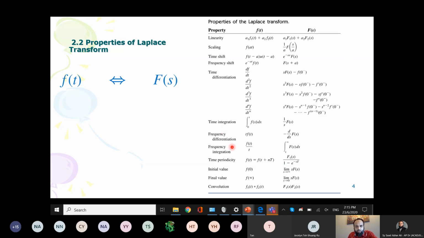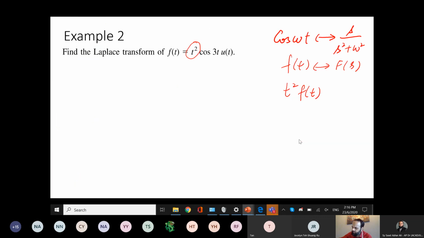So we're talking about frequency differentiation, t f(t) is related in Laplace transform to minus d upon ds of F(s). But do we have t or t squared in the function? Let me just put this one as it is. Do we have it like this? We have a t squared.